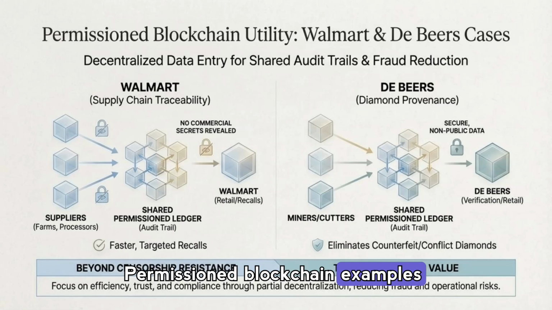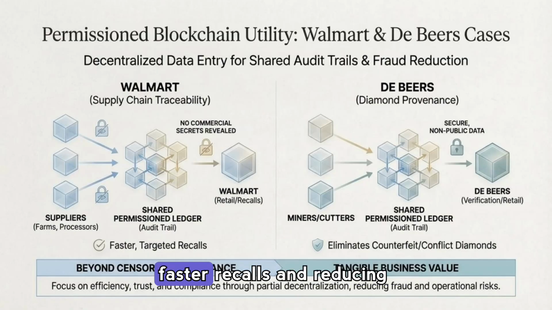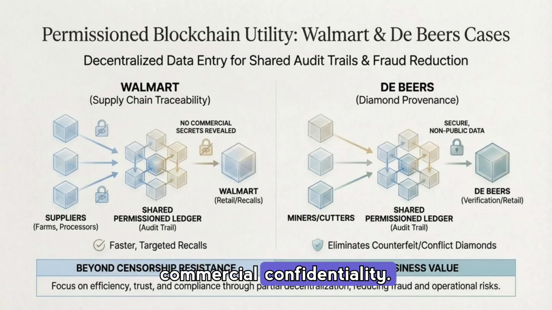Permissioned blockchain examples from Walmart and De Beers show how partial decentralization can deliver tangible business value. Shared, permissioned ledgers improve supply chain traceability and diamond provenance, enabling faster recalls and reducing counterfeit goods. The cases demonstrate that targeted decentralization can reduce fraud and operational risk while respecting commercial confidentiality.